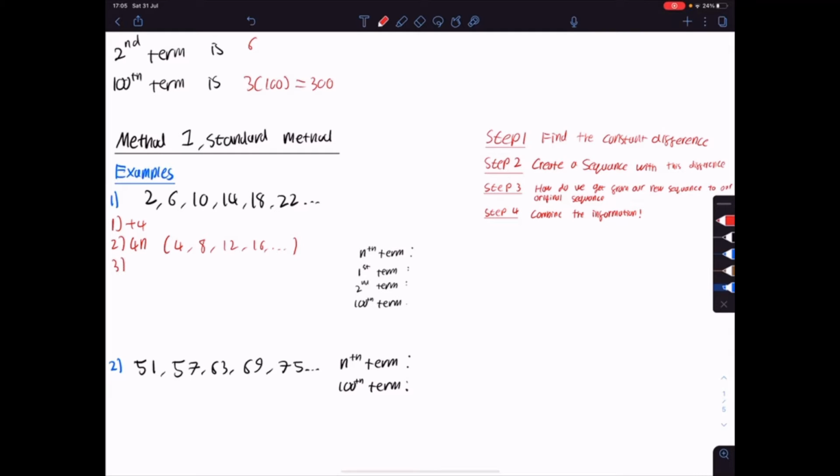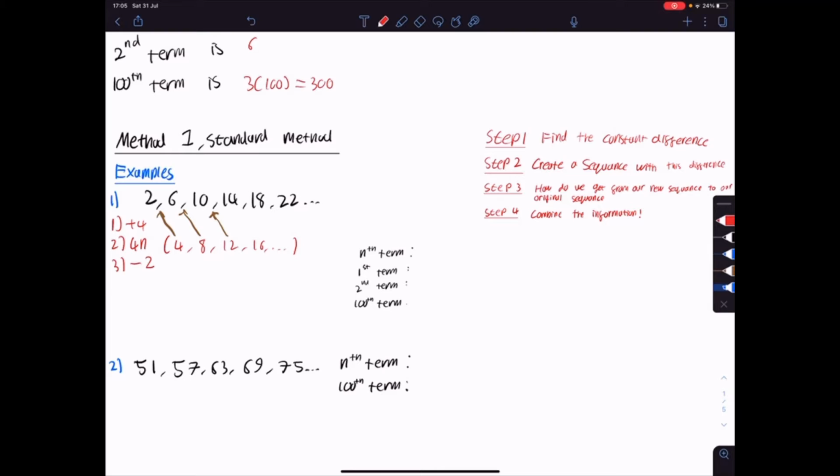Step 3. How do we get from our new sequence back to our original sequence? So how do we get from 4 to 2? How do we get from 8 to 6? How do we get from 12 to 10? What do we need to do to the sequence to get back to that original sequence? Well, clearly, all we need to do in this case is just minus 2.